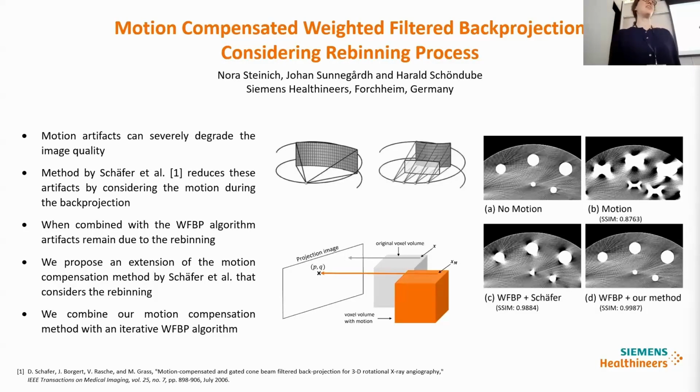I'm with Siemens Healthineers, and we've been working on a way to incorporate motion compensation into the weighted filtered back projection algorithm in a way that also incorporates the rebinning method. For this, we assume that the motion is known either through measurement or estimation, and we also incorporate it into two different versions of the iterative weighted filtered back projection algorithm.